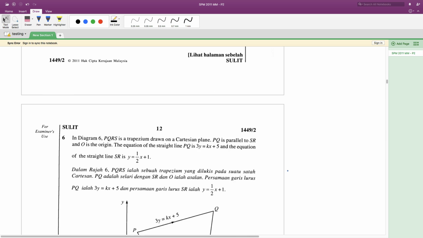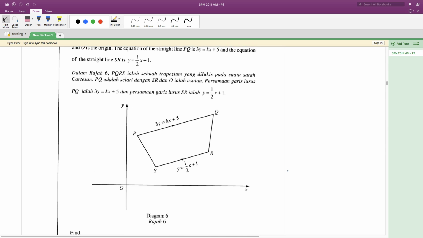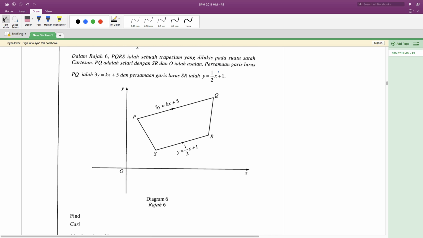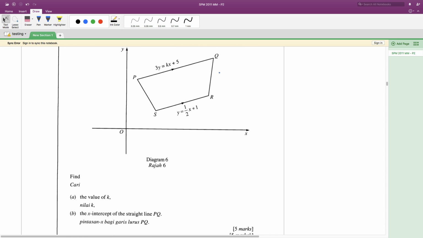Let's move on to straight line. In diagram 6, PQRS is a trapezium on the Cartesian plane. This is a Cartesian plane whenever you have x and y. PQ is parallel to RS, and O is the origin. The equation of PQ is 3y equals kx plus 5, and the equation of SR is y equals half x plus 1. Everything is written on the diagram. Find the value of k.